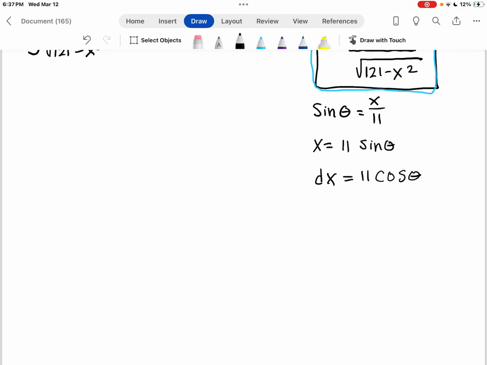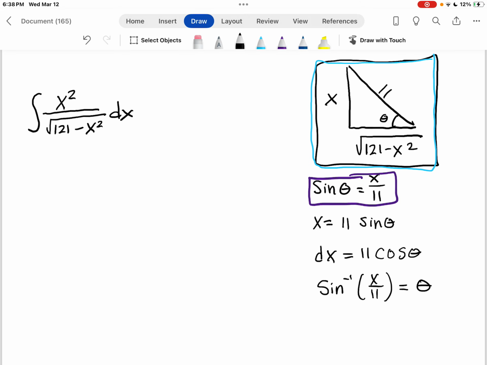And then at the end, we're going to have to back substitute to write everything back in terms of x. So we'll also need to know what theta is. All we're going to do is take this formula right here and use inverse sine. If I take inverse sine of x over 11, that's going to give us theta. All right, so we have all the scratch work and the information that we're going to need over to the side.